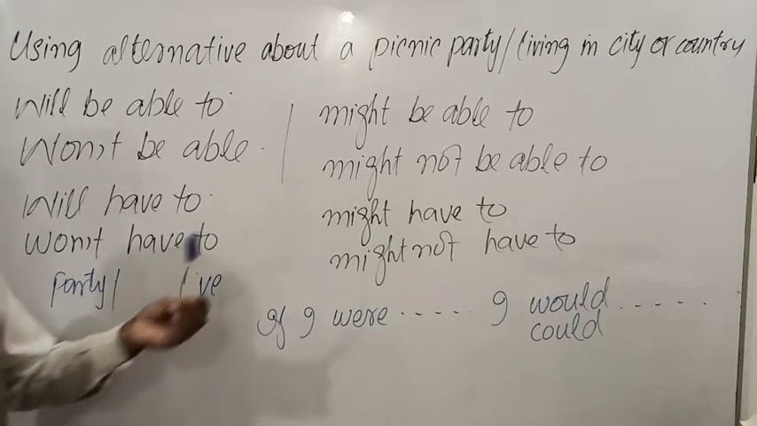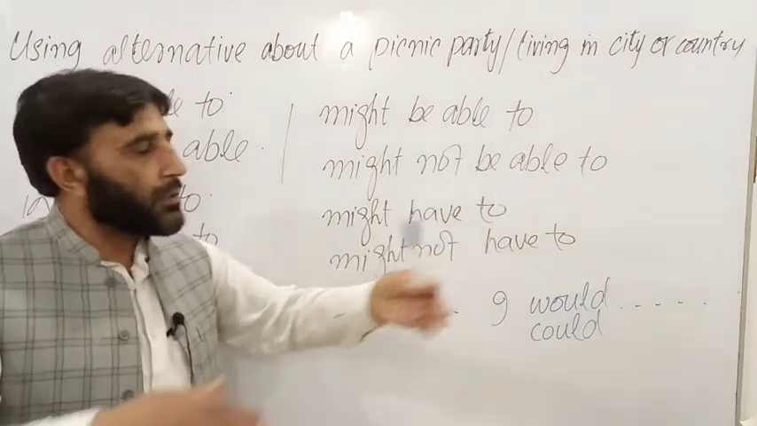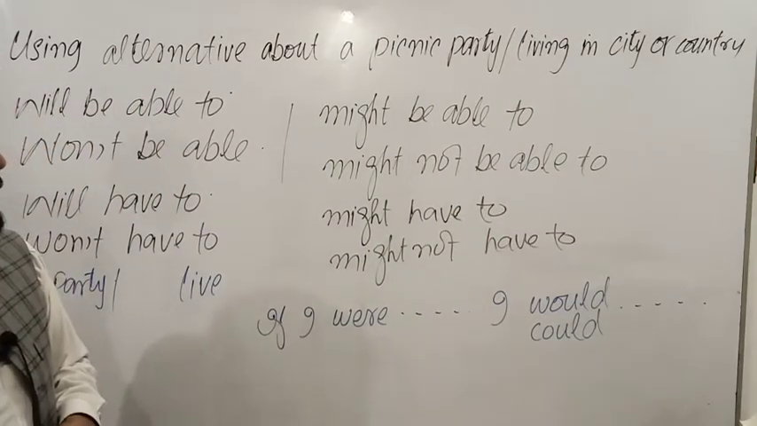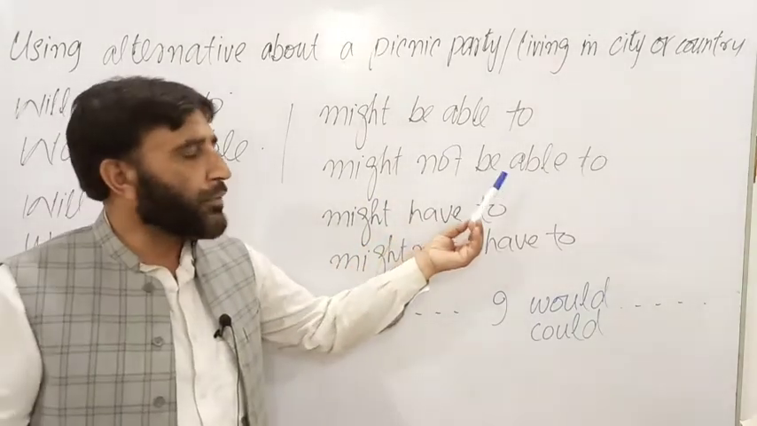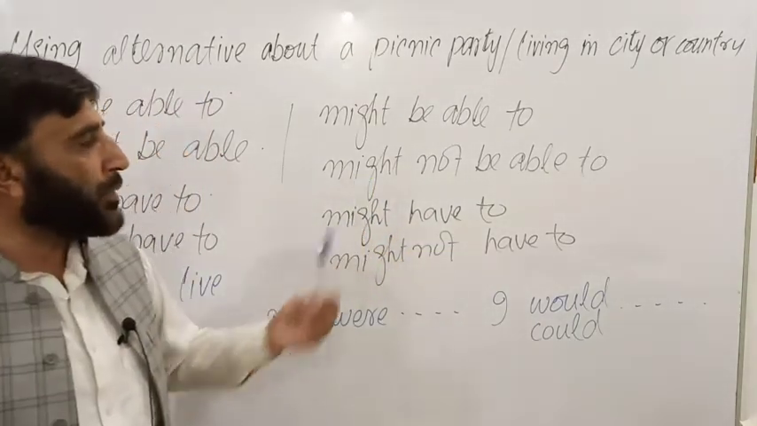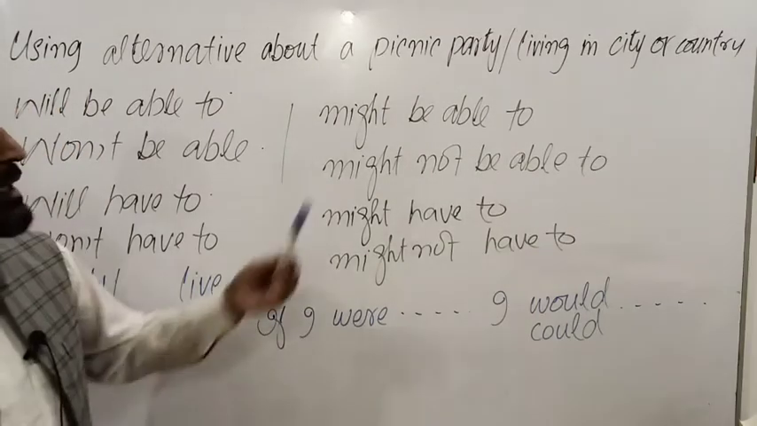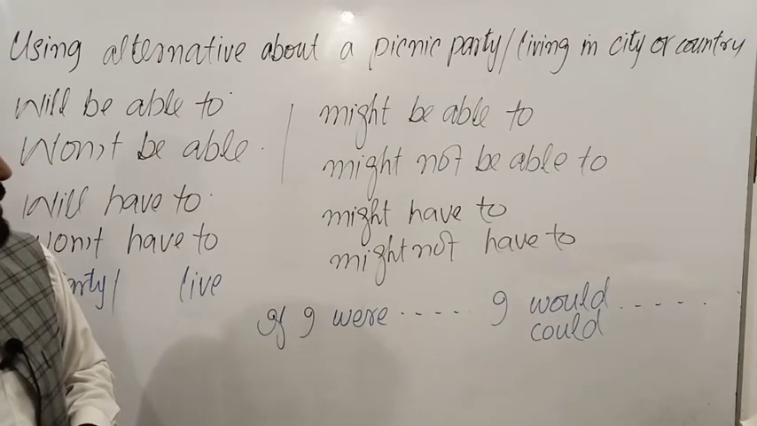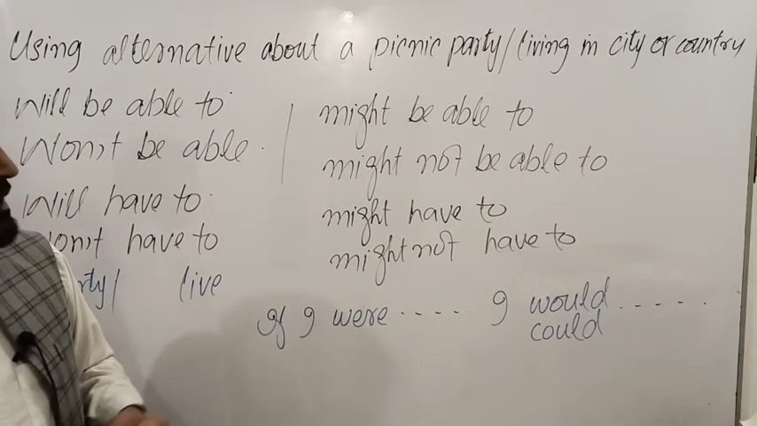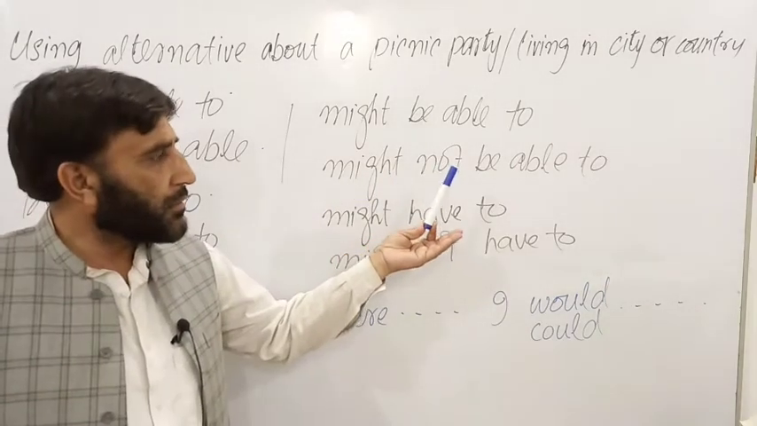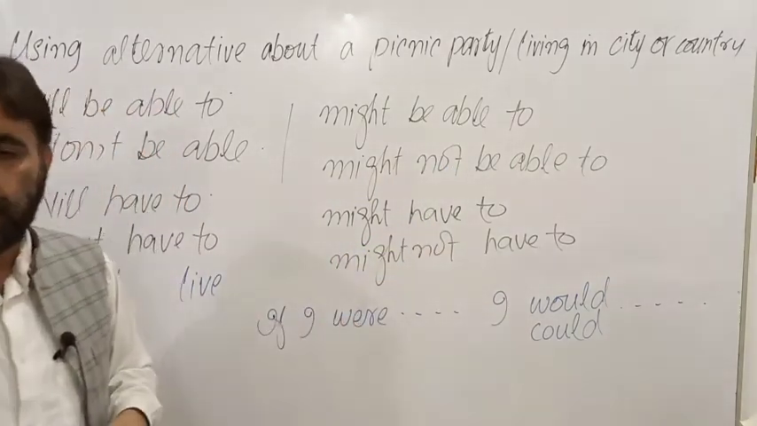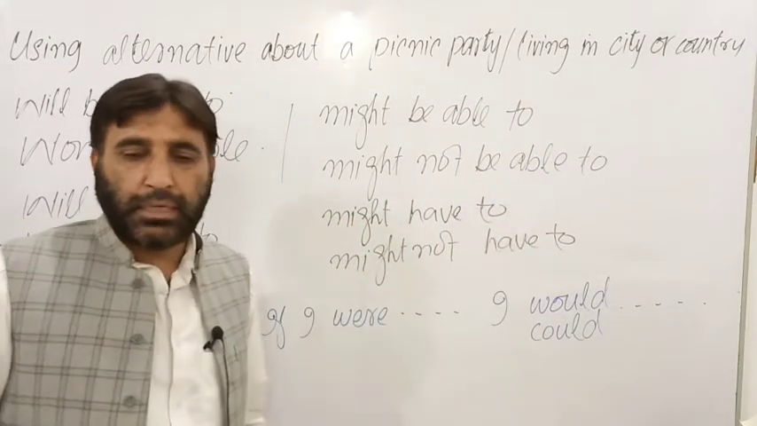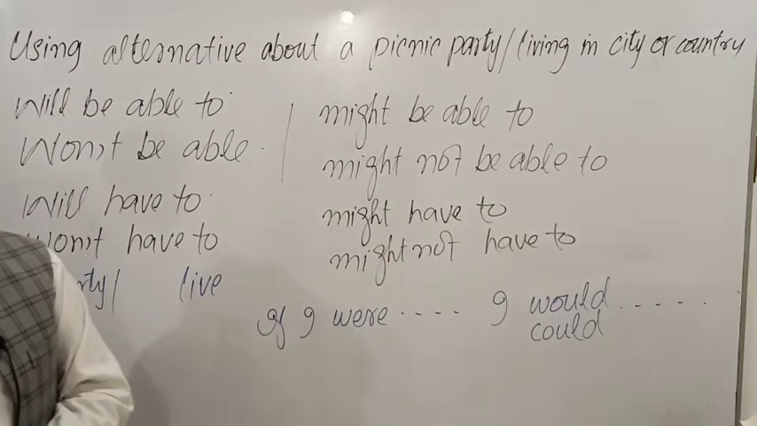If we live in the countryside, we might be able to live together with all our family members. And if we live in the countryside, so we might not be able to do farming. Sorry, if we live in the countryside, we might be able to do farming. And if we live in the countryside, so we might not be able to enjoy the hustle and bustle of the city, right? We might not be able to find a job easily, because job opportunities are usually not there in the countryside.